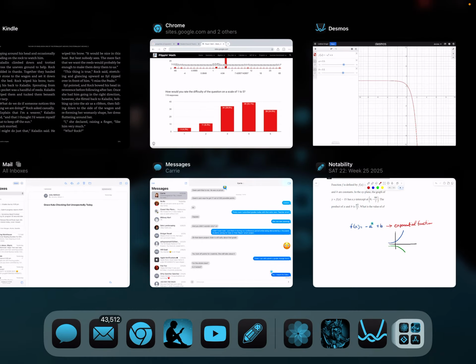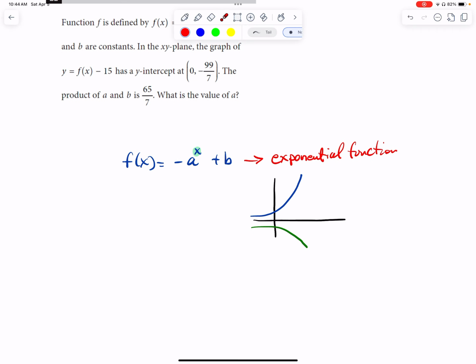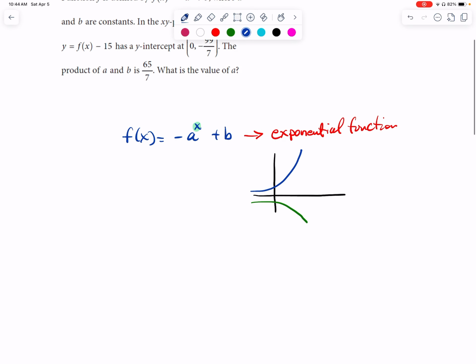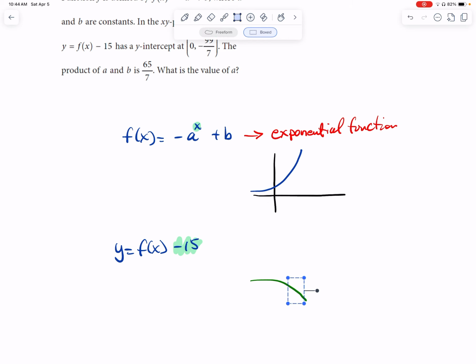All right, and then that's not even the equation we're dealing with. We're actually dealing with y is equal to f of x minus 15. So the minus 15 here, as a transformation on our graph, is going to take this function and then shift it down 15 units. So it's basically going to take this guy and go down 15 units, right?